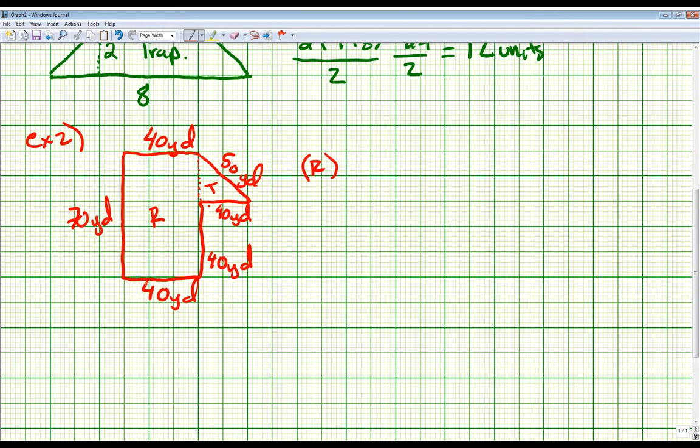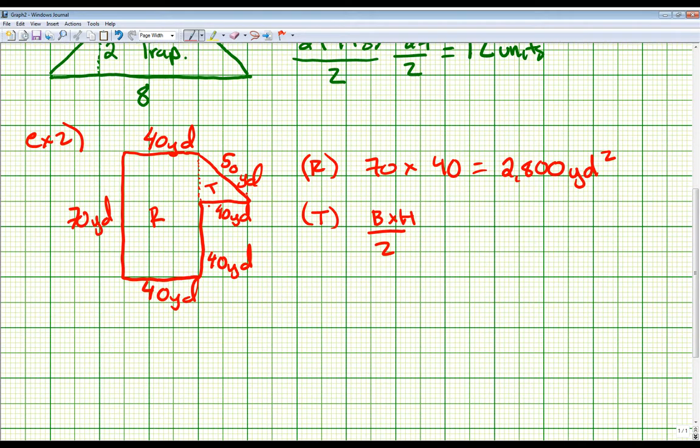Rectangle, remember, is length times width. So I'm going to go 70 times 40. 70 times 40 gives me 2,800 yards squared. Now let's deal with my triangle piece. Remember, when you're finding the area of a triangle, it would be base times height divided by 2.